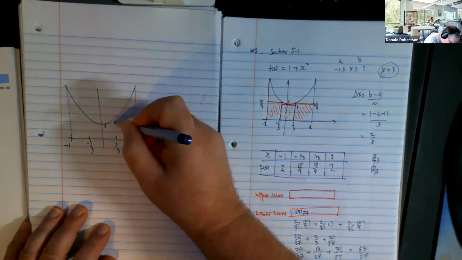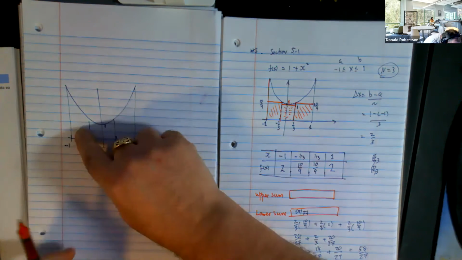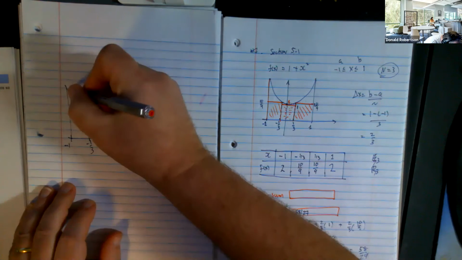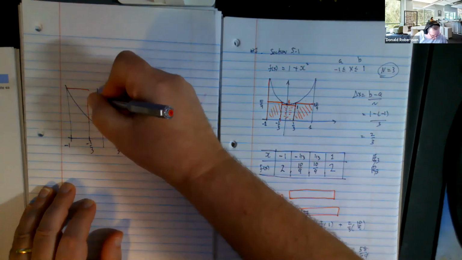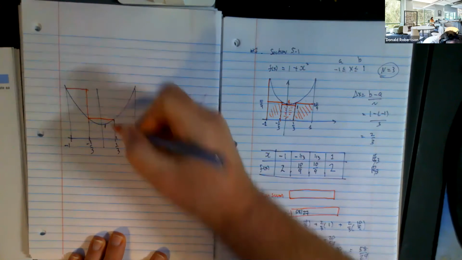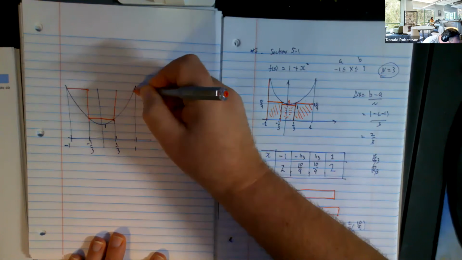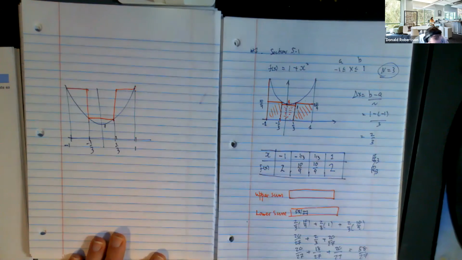But this time, you want an overestimate. Right, my first strip is here. If I use the left-hand side, I'll get an overestimate. In the middle one, I'd use that. And on the end one, I would use that guy.